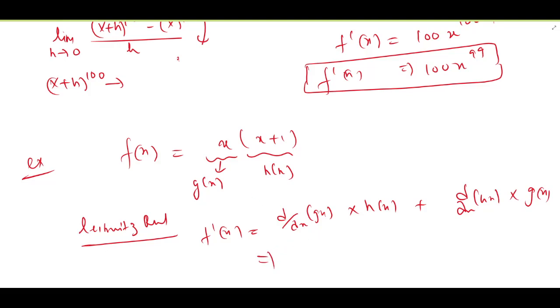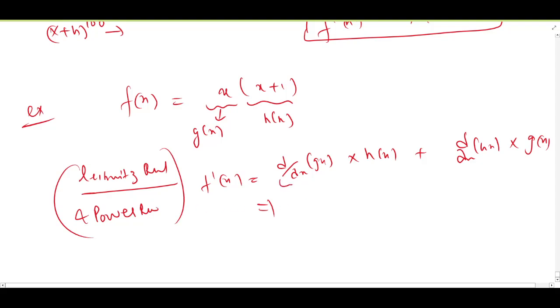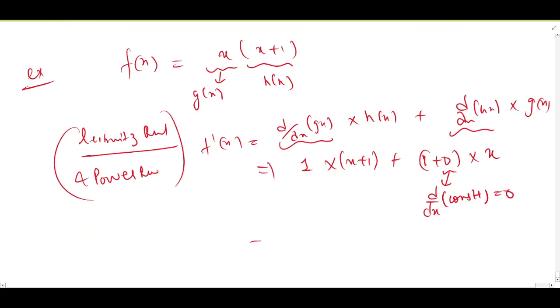And for finding the derivative we use power rule. So we use power rule and Leibniz rule. So derivative of g of x should be 1 into h of x plus derivative of h of x should be 1 plus 0 into g of x. So this is 0 because derivative of a constant is equal to 0. Therefore we get derivative of f of x is equal to x plus 1 plus x, that is equal to 2x plus 1.